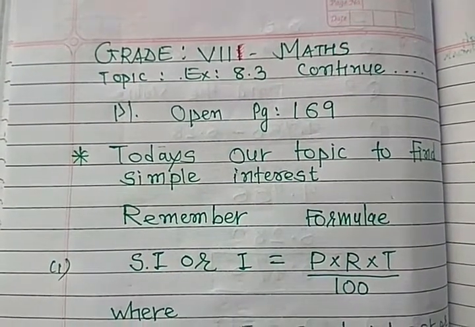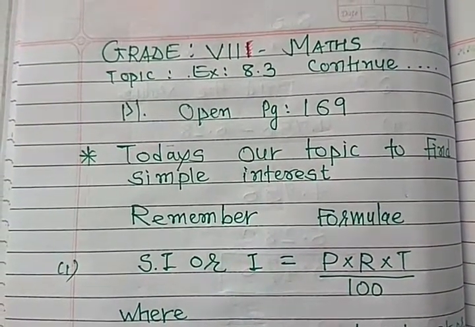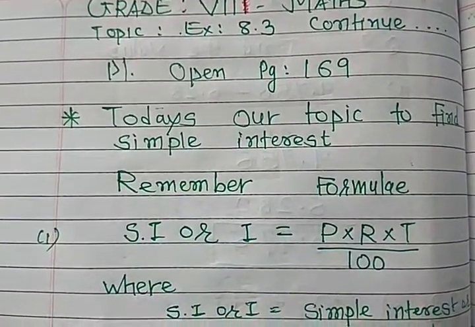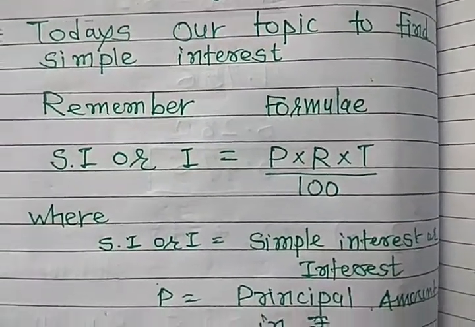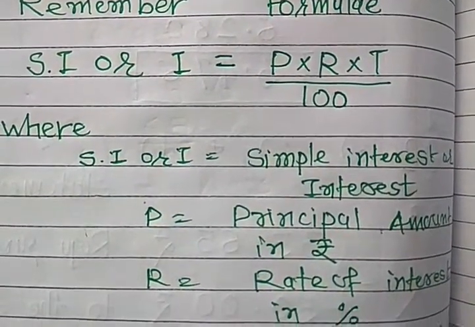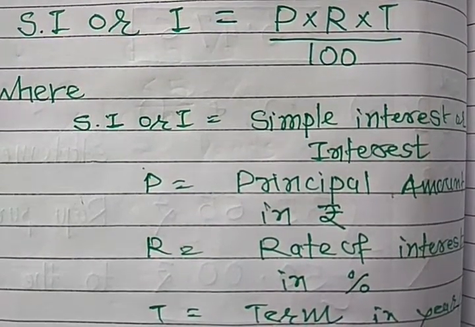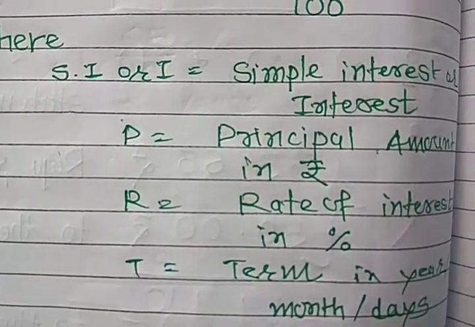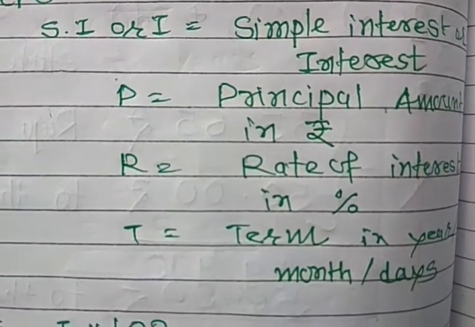Students, first we have to write down the simple interest formula. You remember this formula: simple interest I is equal to PRT upon 100. I is the simple interest, where P is the principal amount, R is the rate of interest counted in percentage, and T is the term, whether it is counted in years, months or days. Principal amount is counted in rupees. Okay.